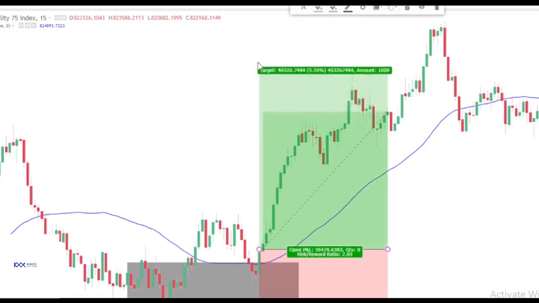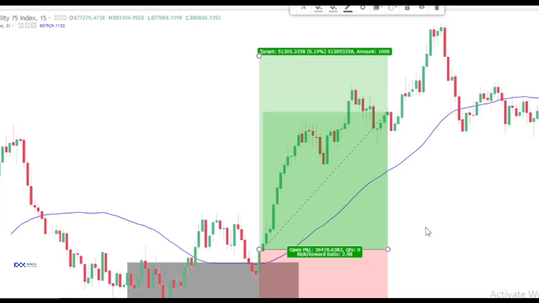You are going to take profit in this trade. You can see this is 1:3 also. So this is how this strategy works.